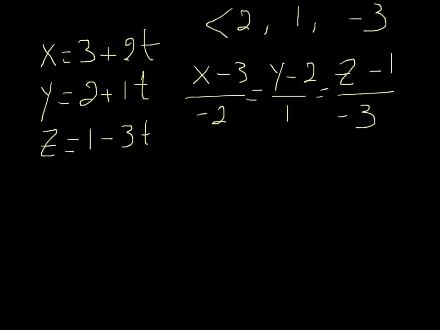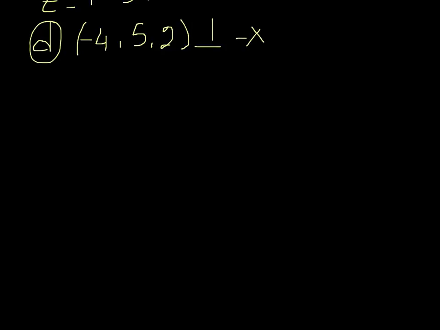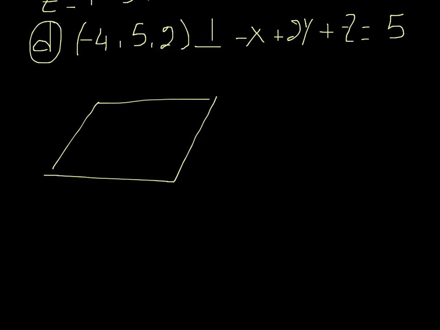Okay, for part D, we have to write an equation of a line that goes through the point negative 4, 5, 2, and it's perpendicular to the plane negative x plus 2y plus z equals 5. Now, keep in mind, here is the visual of it. You have a line perpendicular to the plane. We want a vector parallel to the line.